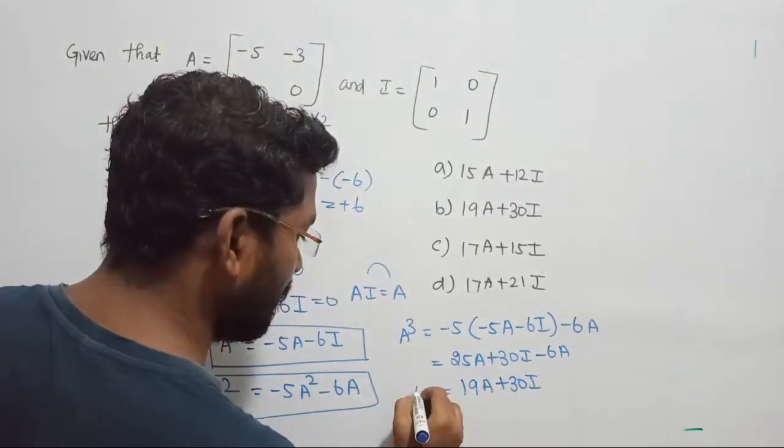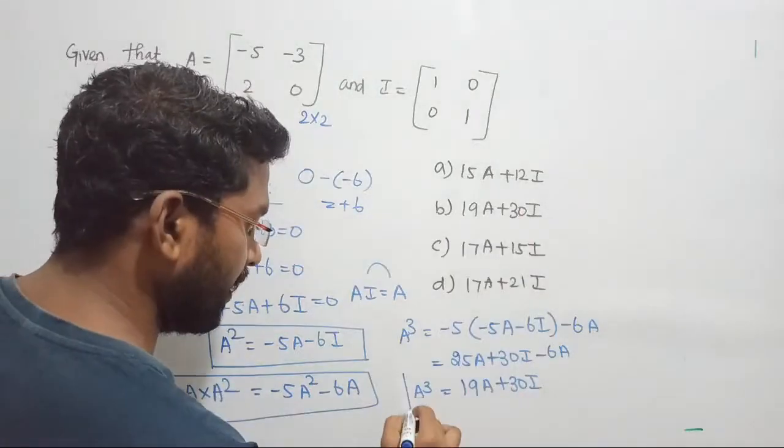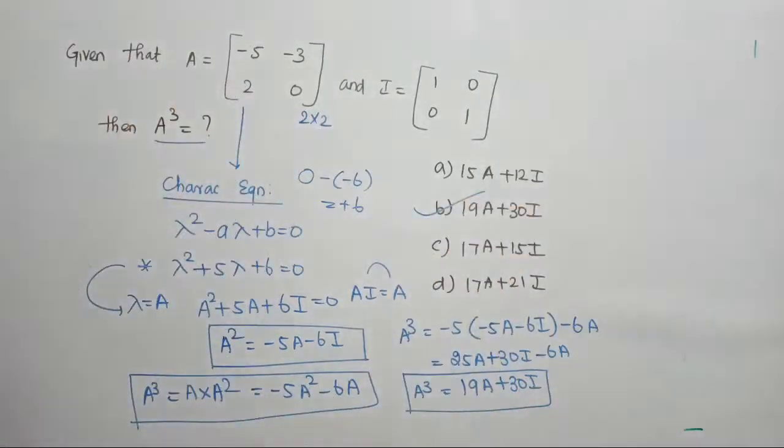So the correct answer, let's see, I have not noticed the options. Do you have this option? 19A plus 30I, yes. So the correct answer is 19 times of A plus 30 times of I. That is how we apply the Cayley-Hamilton theorem. Clear? I hope things are very clear to you all.